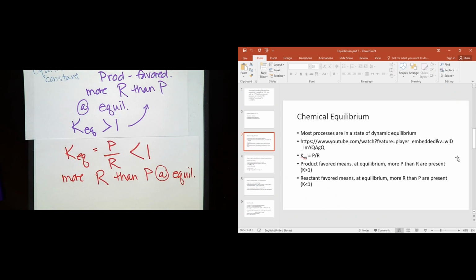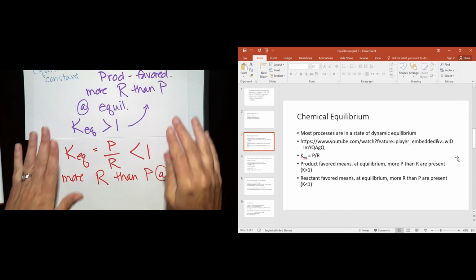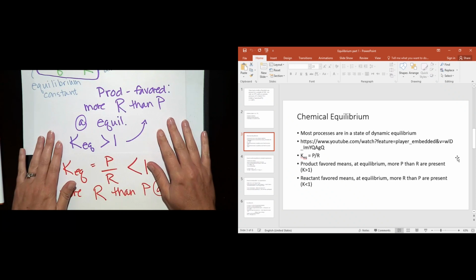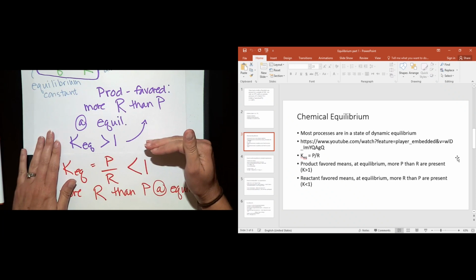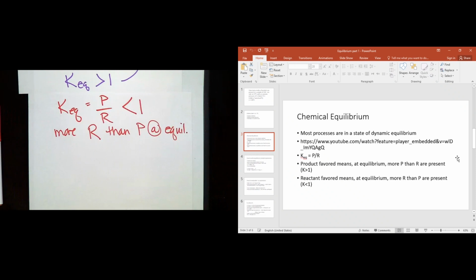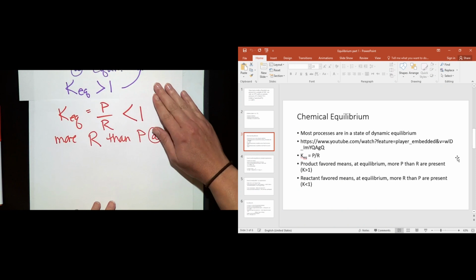Okay, and that just means it takes a lot of energy to get over to that other side. To form product, it takes a lot of energy to break those bonds in the reactants. That's what that means. Product favored doesn't mean it doesn't take a lot of energy to break those bonds. It just means that your products are going to be lower in energy, basically, than your reactants. Okay, so that's a very simple introduction to product favored and reactant favored.